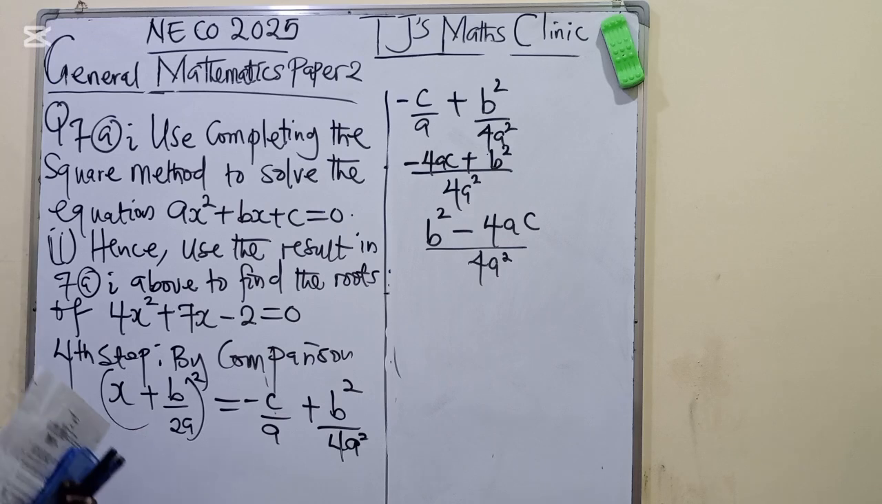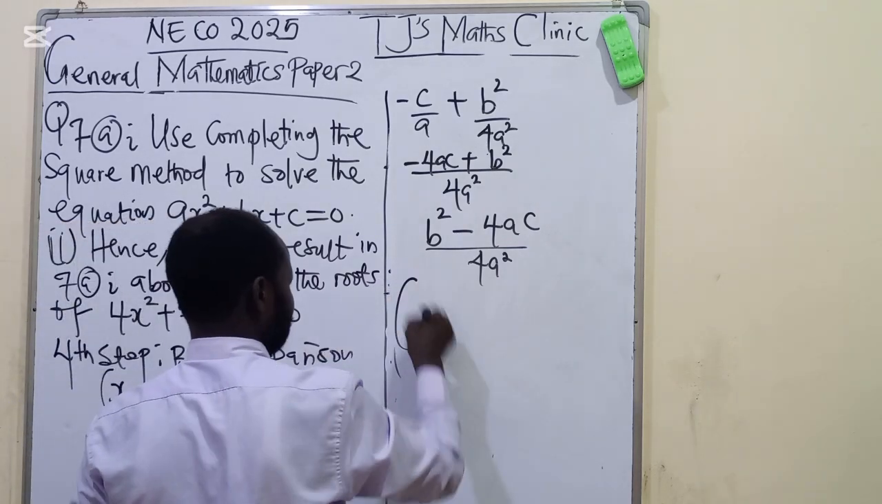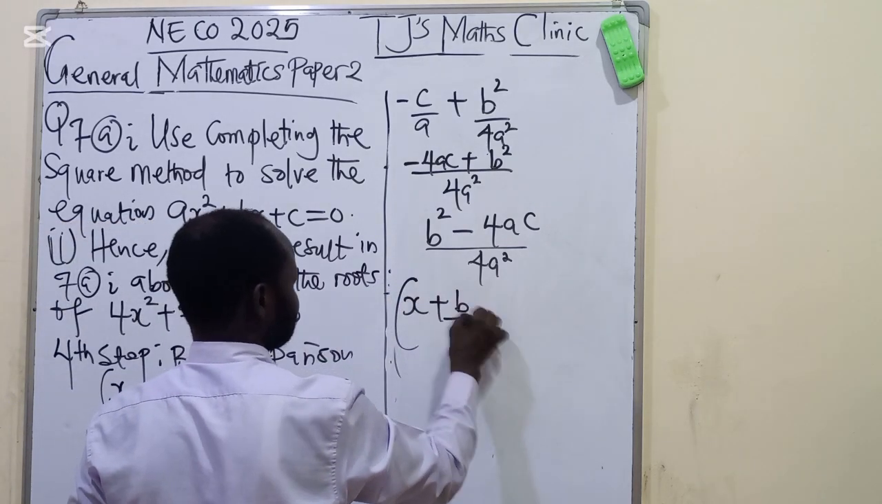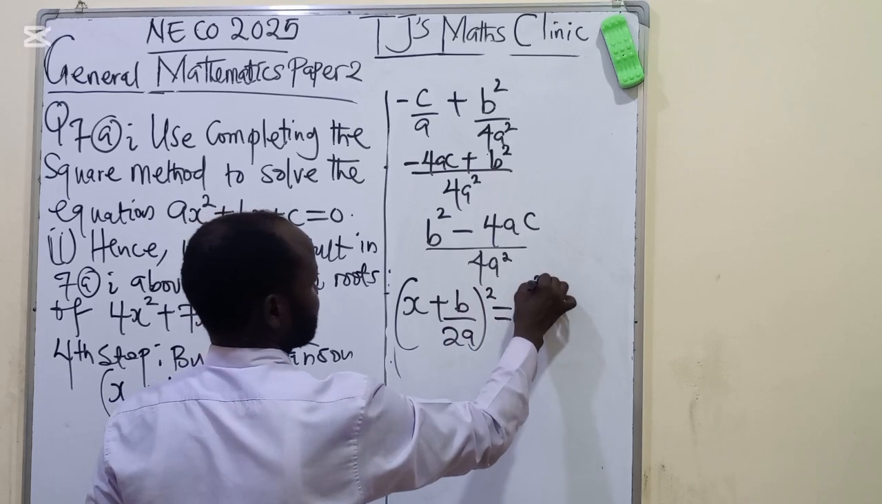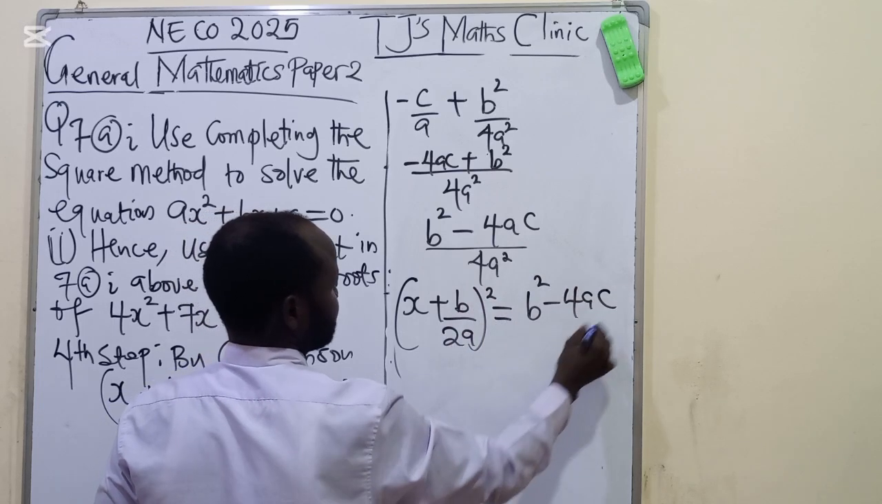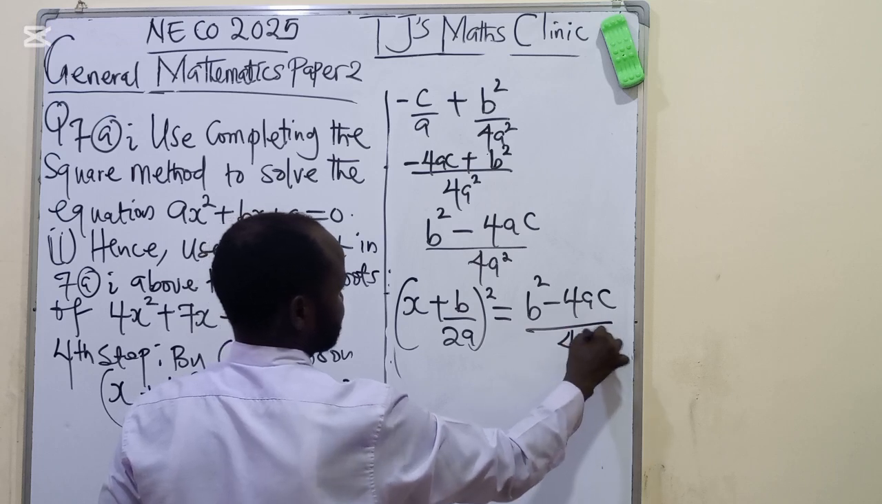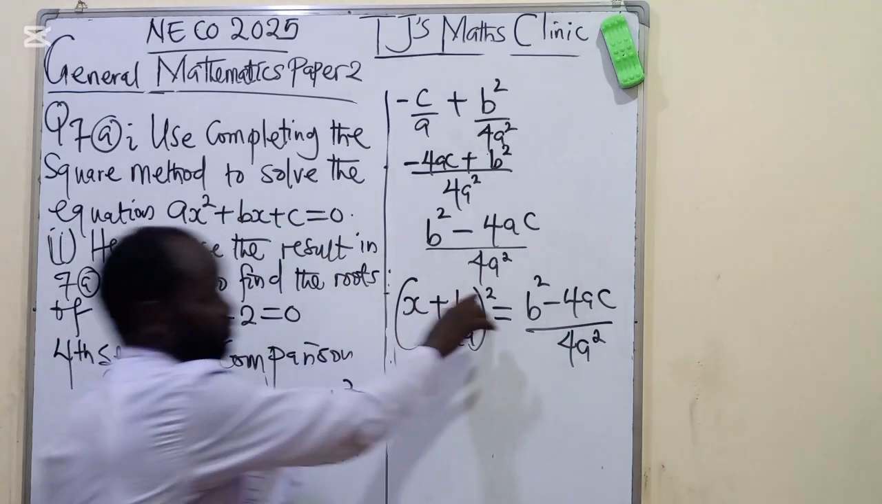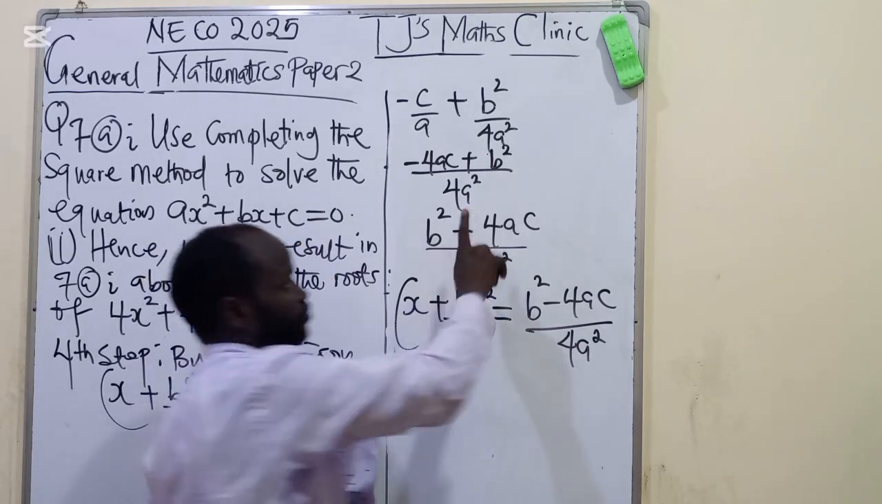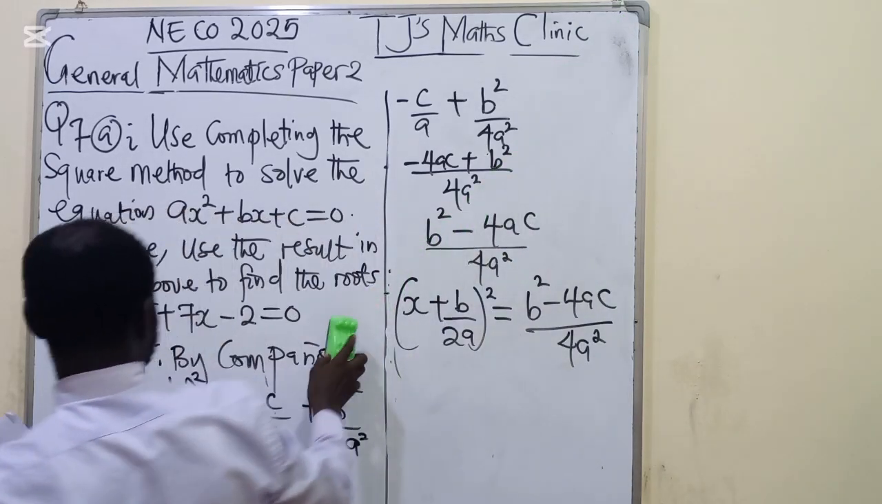So let's bring in our left hand side now. That is (x + b/2a)² will be equal to (b² − 4ac)/4a². So the next thing for us to do is to take the square root of both sides so that we can remove this square. That will be the next step now.